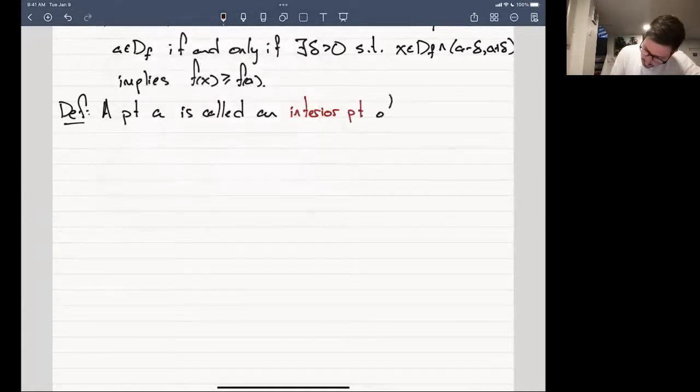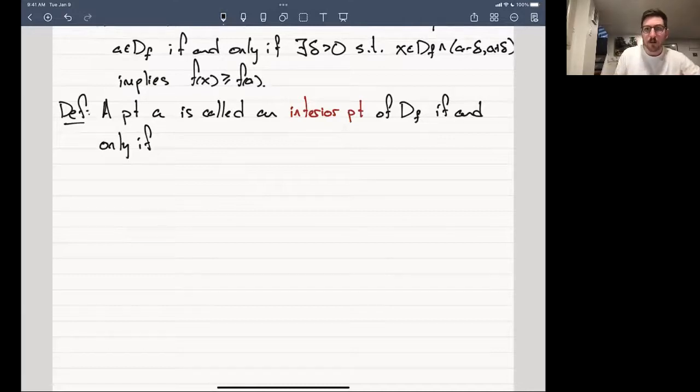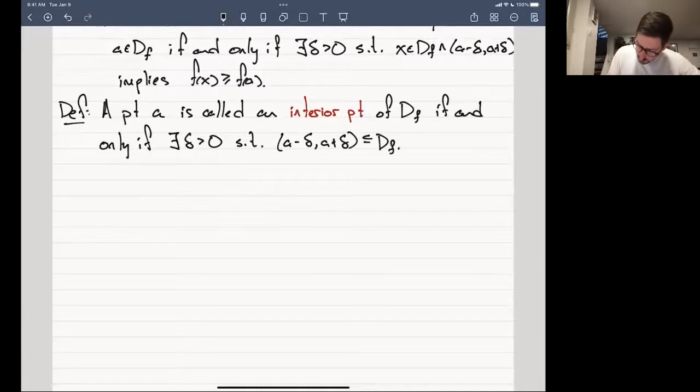Of the domain D of f. Now, this is going to work actually for any set of real numbers, but in our context, what we really care about is domains. So a point is an interior point if and only if there exists a delta greater than 0 such that you can wiggle around close to this point and still stay in the domain.